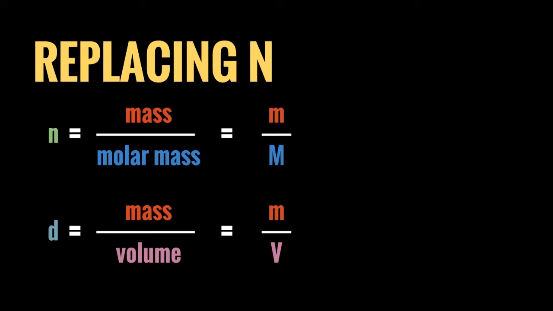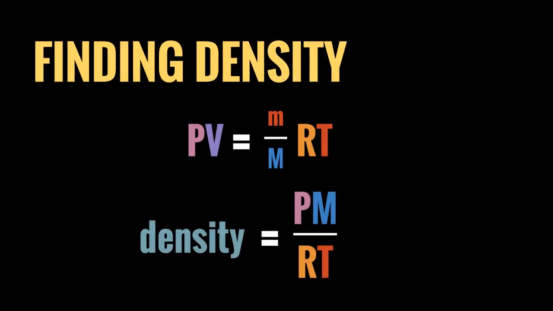So we can replace n, the amount of gas, with mass over molar mass, and we also have our formula for density, mass over volume, which is equal to m over V. And so if we replace n with m over M, where lowercase m is the mass and uppercase M is the molar mass, we get this equation at the top. And if we introduce density to the equation, we get that density equals PM over RT. So the pressure times the molar mass over the gas constant times temperature.